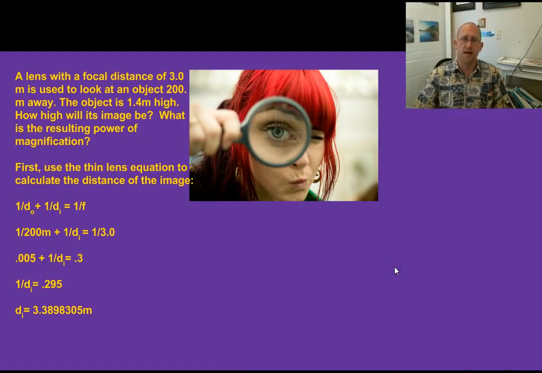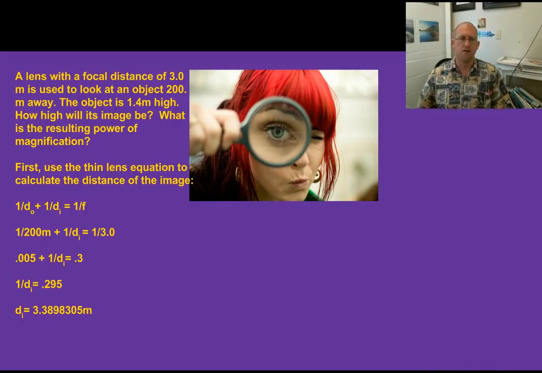Okay, so let's use a lens in an example problem here. A lens with a focal distance of 3 meters is used to look at an object 200 meters away. The object is 1.4 meters high. How high will its image be, and what's the resulting power of magnification?